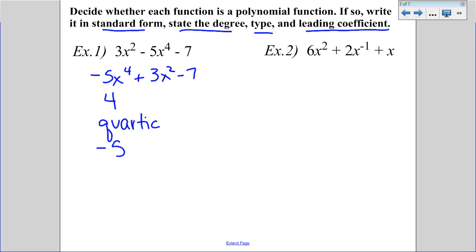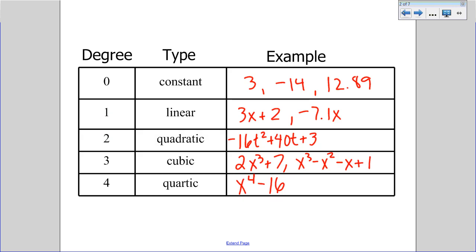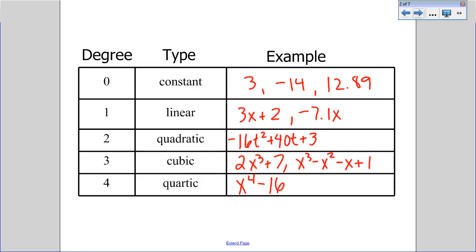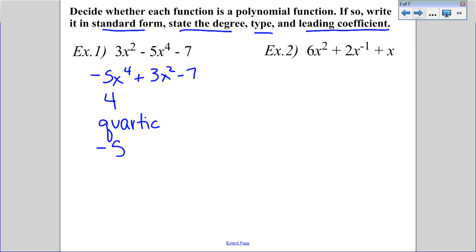Okay, well, the 4 is the degree, that's why we said degree is just the value of the largest exponent. So the largest exponent is 4, so it's a 4. Then the type is the special name that we give it. So it seems almost redundant, but it gets them focused on where they're at. Okay. All right, example 2, ladies and gentlemen.